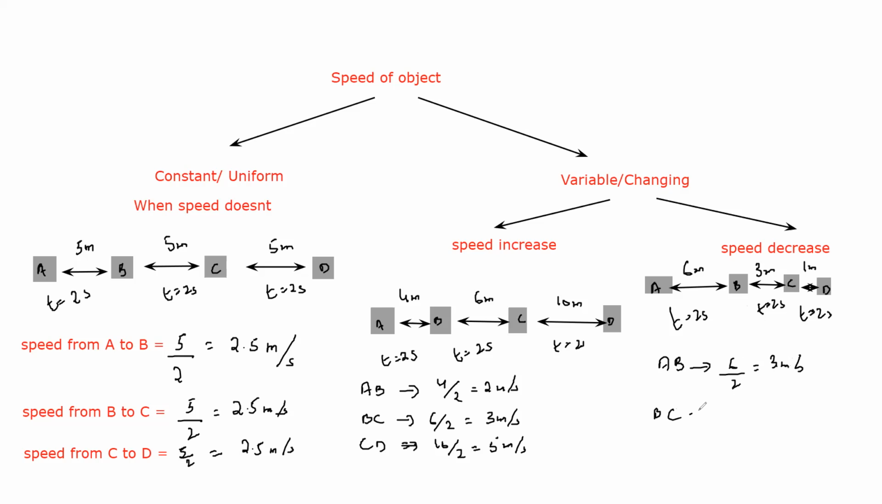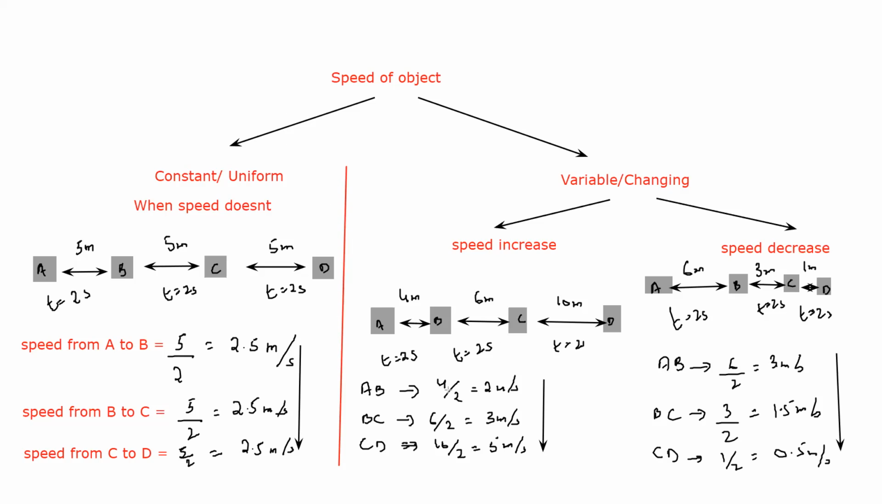From B to C, it covered 3 meters and took 2 seconds. That is equal to 1.5 meters per second. And from C to D, it covered 1 meter and took 2 seconds. So 1 divided by 2 is equal to 0.5 meters per second. So here the speed is increasing, speed is decreasing, and the speed is constant. Is it clear?